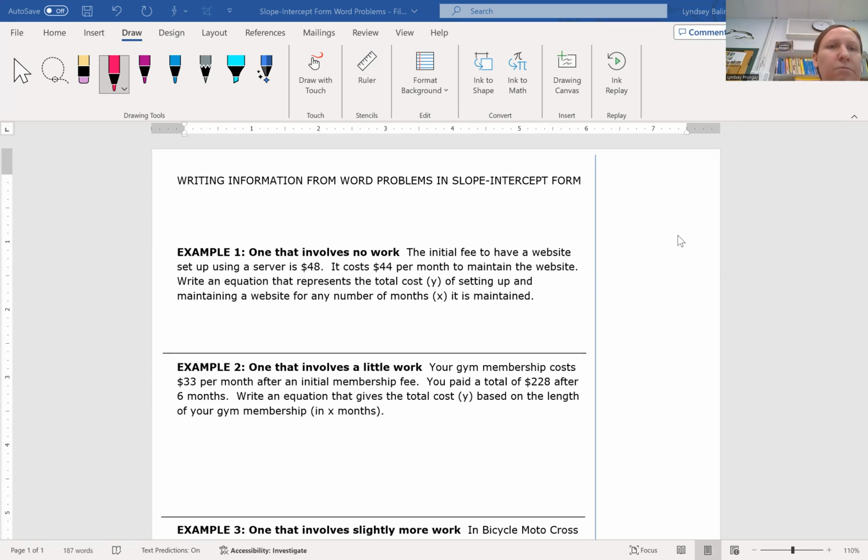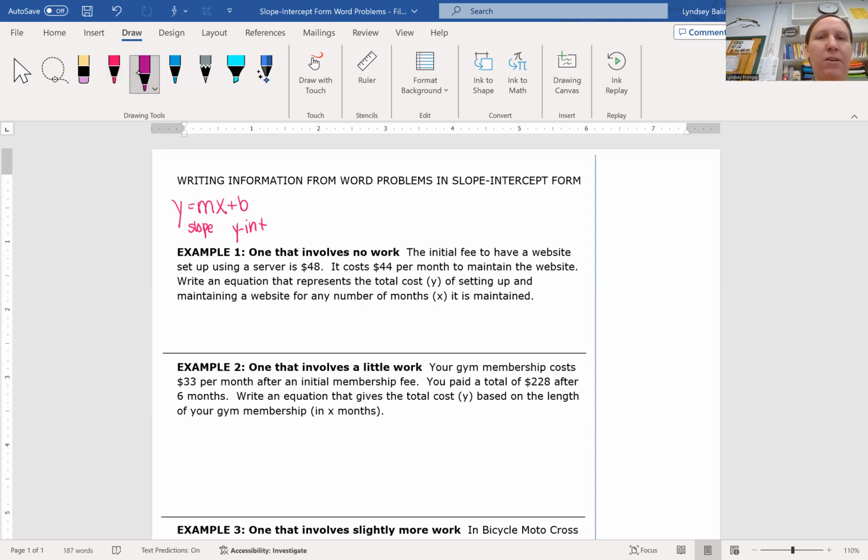So just as a reminder, we know our slope-intercept form should look like y equals mx plus b. Okay. And when we're not talking about word problems, we say that the m is the slope and the b is the y-intercept. Okay. But in word problem form, we don't really have slope and y-intercept anymore.